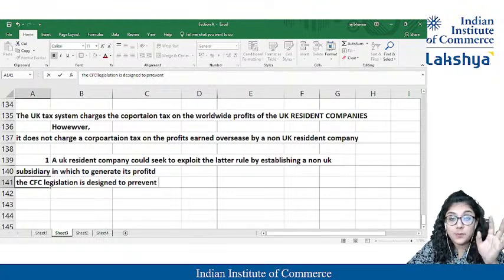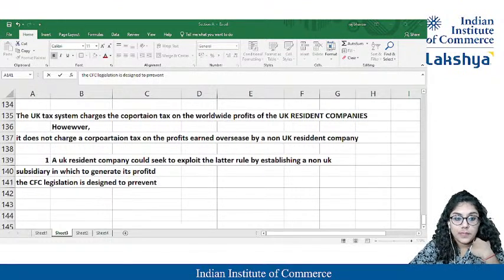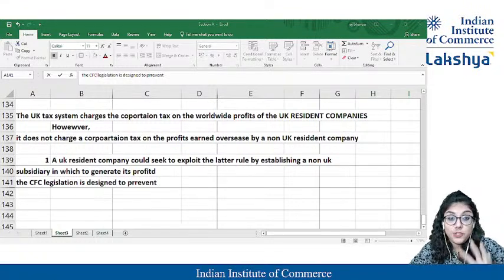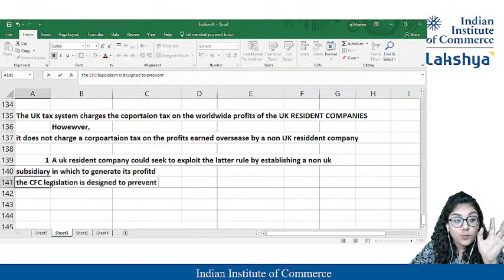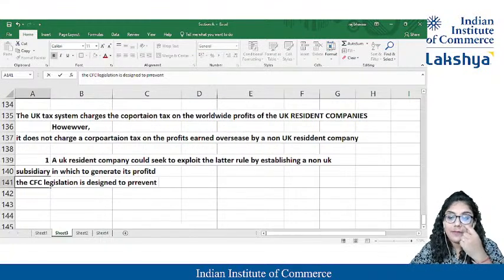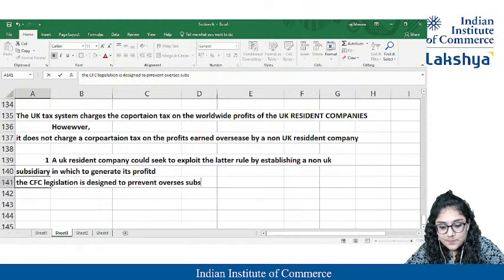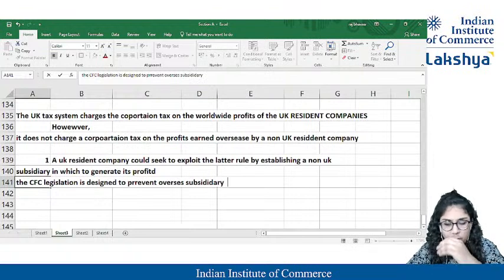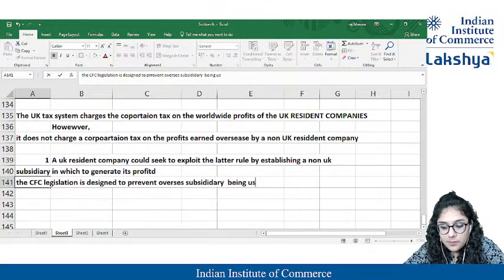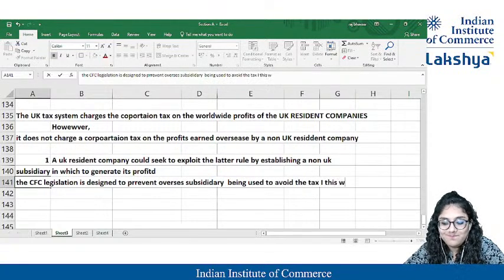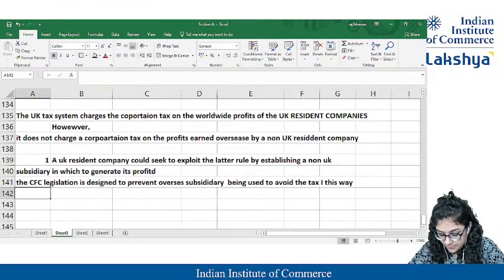Students, why it is, I'll explain to you in a clear-cut manner. See students, over here you are a company, you are a resident, so you may just plan to avoid the taxes, and they don't want you to avoid the taxes. That is the reason they have implemented this. The CFC legislation is designed to prevent overseas subsidiaries being used to avoid the tax in this fashion. Understood.